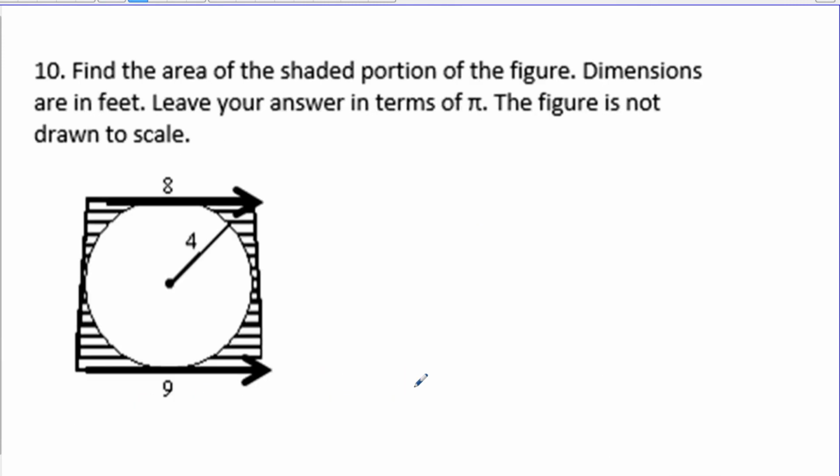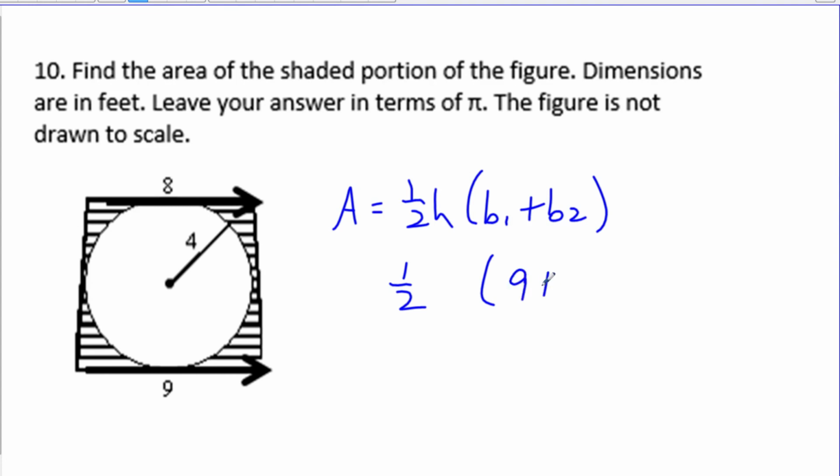Problem number 10. Okay, so you have to be careful with problem number 10. So this looks like a square or a rectangle or something like that, but it's not, and that's because the bottom is a little bit bigger than the top is, right? So this is actually a trapezoid, and again, you'll be given a trapezoid formula. It's 1/2 the height times the sum of the bases. And so my bases are the 9 and the 8, so I do know those, so I'm going to plug those in, 9 plus 8.